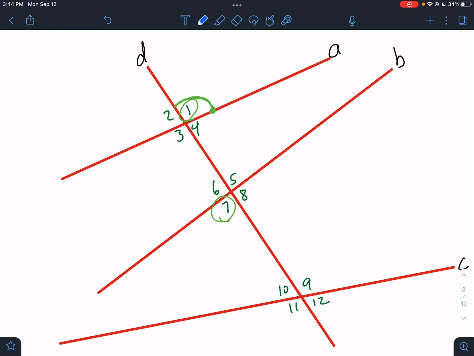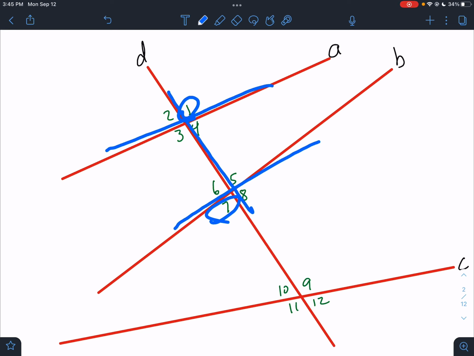All right. You might be kind of confused by that. You might look at this and be like, Mr. Brandon, it's not the outside. Yeah. Look at that angle 7. When I reference it with angle 1, it absolutely is on the outside. So it does depend which direction you're going. So 1 and 7 are alternate exterior angles.